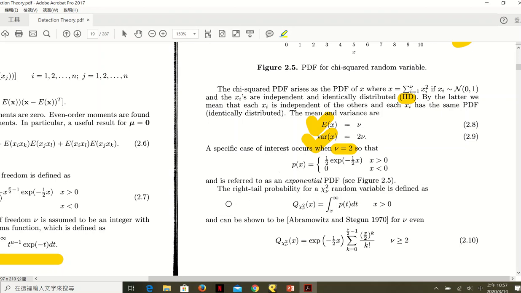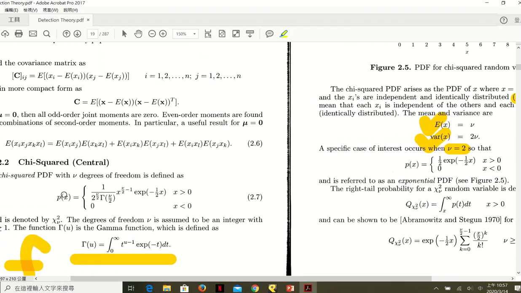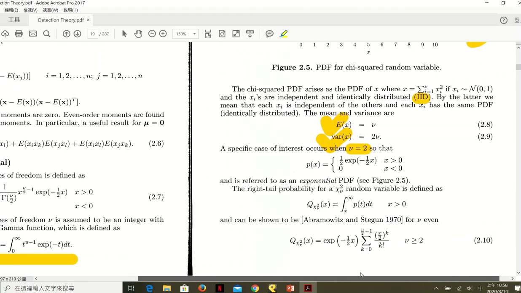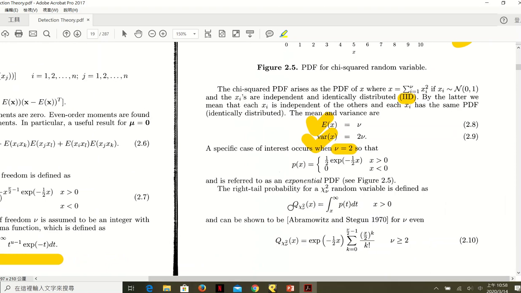And then the right tail probability is defined as the P. Remember, this P is the original P here. You have a chi-square distribution, and then you integrate it from x to infinity. That's the right tail, and it can be shown to be in this form for v even.